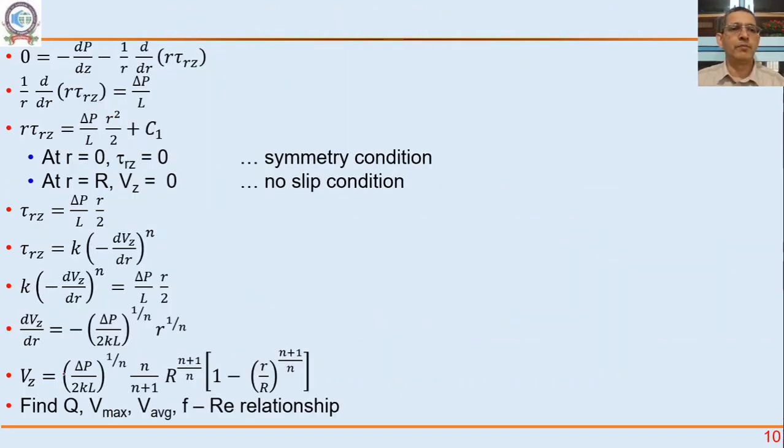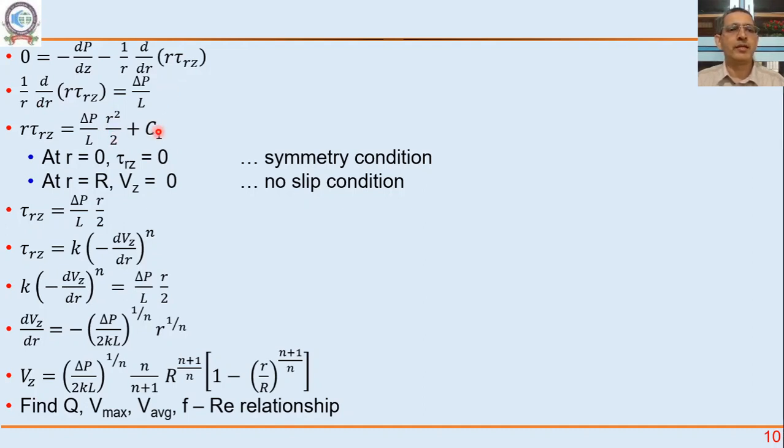Okay, so here is the solution. You will have 0 on the left-hand side, minus dp/dz minus (1/r) d/dr of (r tau_rz). Again, you can take it on this side, and minus dp/dz is Δp/L. Integrate once, you will get r tau_rz is equal to Δp/L times r, so r is brought on this side. Integrate once, it will become r squared by 2 plus c1.